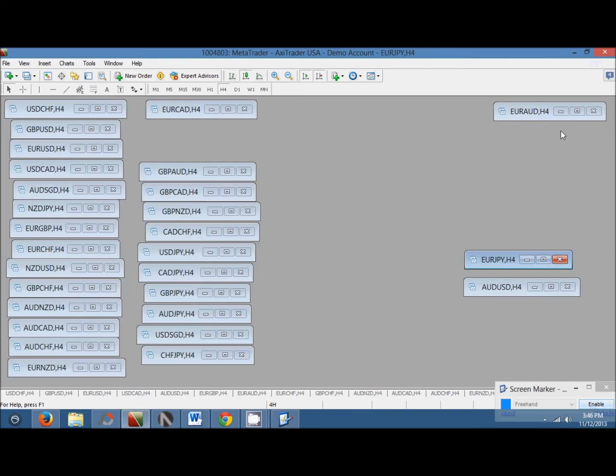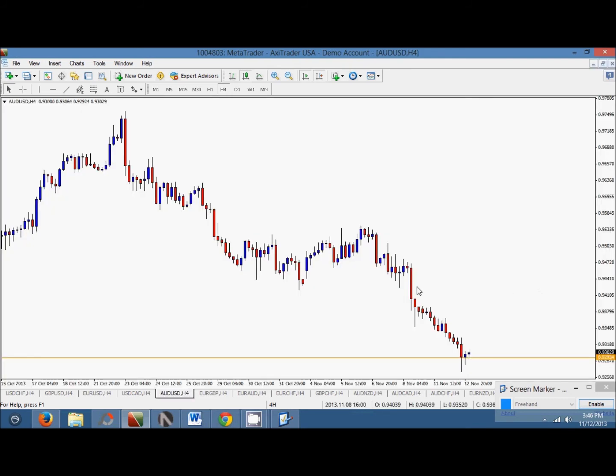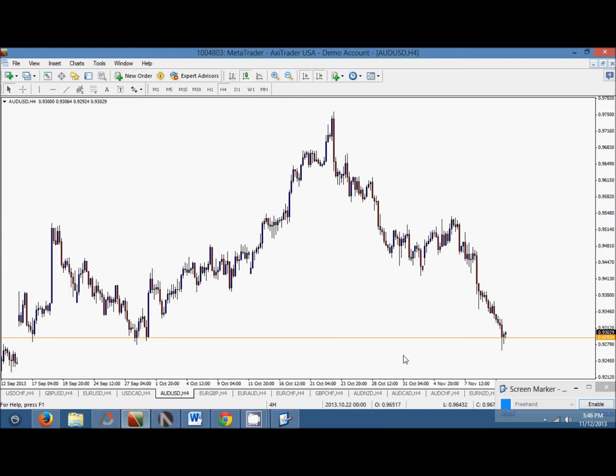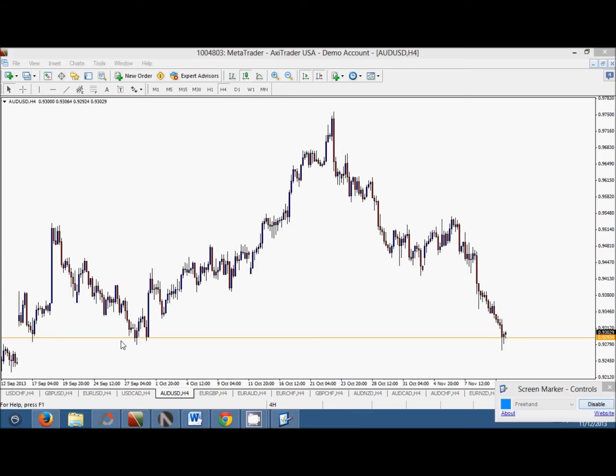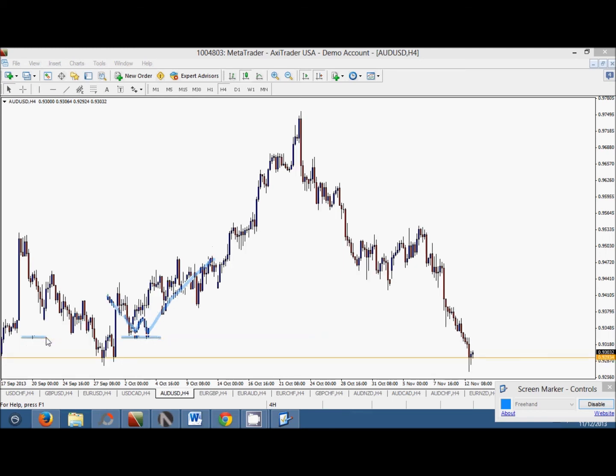Then for the last currency pair, we're going to be taking a look at the Australian dollar, US dollar. Now what we have on this chart is prices are sitting right on a major support zone. If we zoom out, we can see that prices hit here two times, both times hit it and bounced up, formed a double bottom right here, and the prices came down and then continued back up. We have a touch right here.